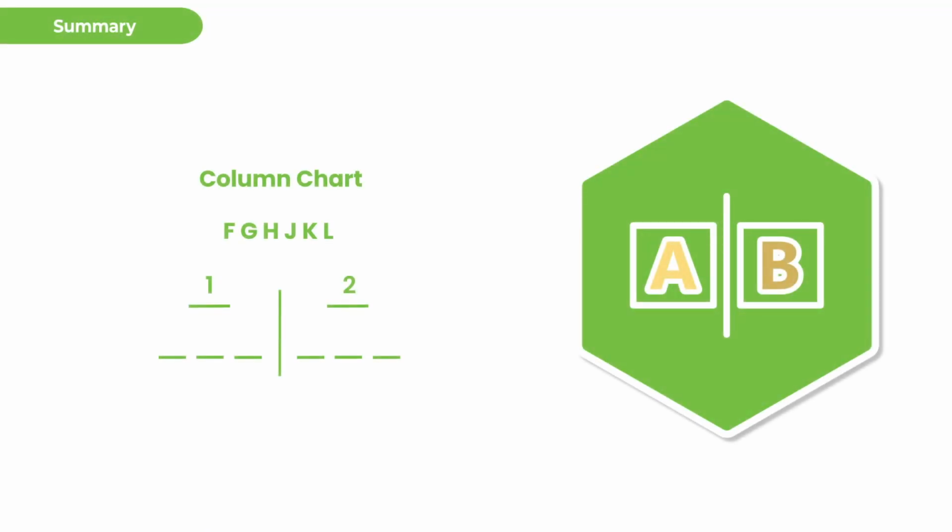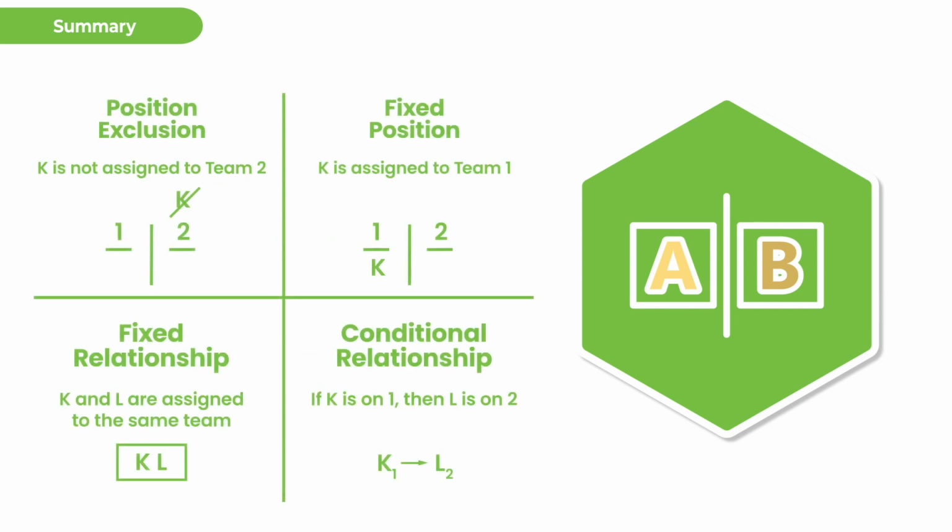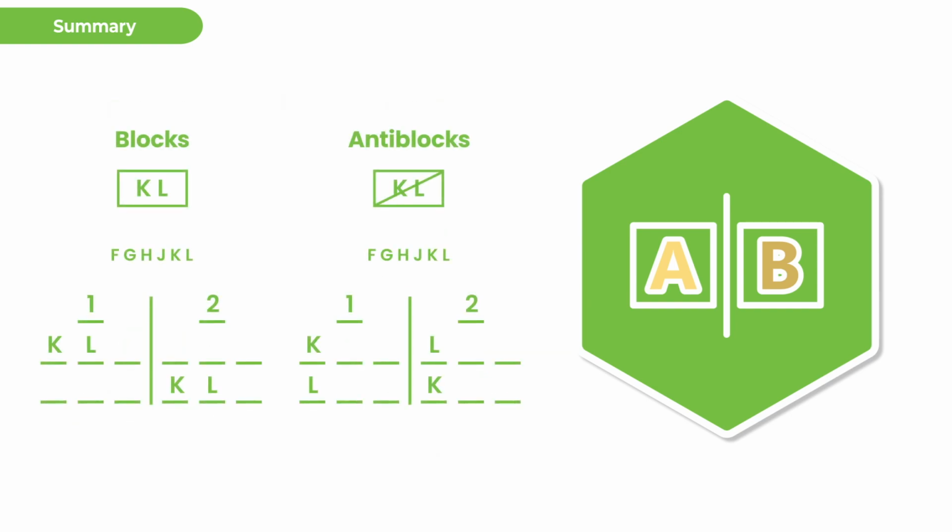So let's recap. We're going to use the column chart as the foundation of our game board. For each team, we're going to have a new column. The kinds of rules we're expecting to face would be position exclusions, ruling players out from specific teams, fixed positions where you're ruling players into specific teams, fixed relationships, building a concrete relationship between 2 players, and then conditional relationships, a hypothetical relationship between 2 players. And when confronted with blocks or anti-blocks, you might want to consider frames.